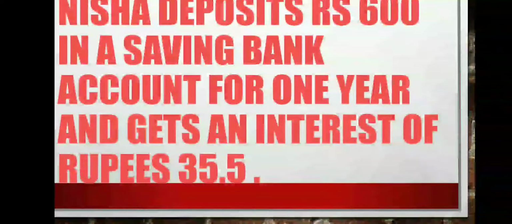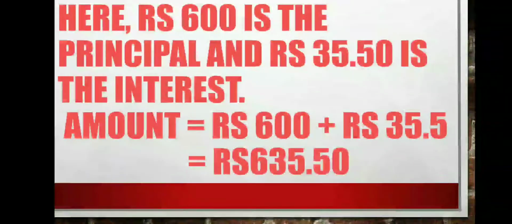Now let us see the example. Nisha deposits rupees 600 in a saving bank account for 1 year and gets an interest of rupees 35.5. So what would be her amount? Amount would be the principal plus the interest. Here rupees 600 is principal and rupees 35.5 is the interest. So amount would be 600 plus 35.5, that comes to rupees 635.50.